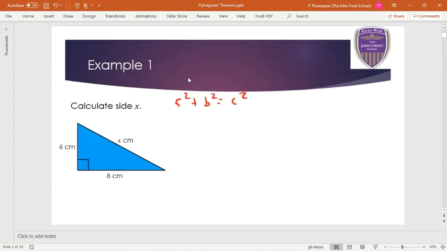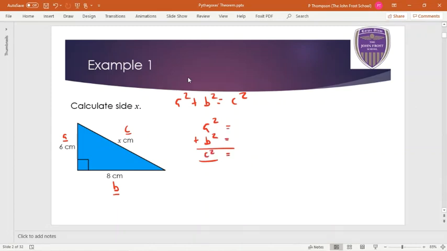So in this example, label the sides first of all. This will be c, the longest side. I always call the base b and this one a, but it doesn't matter. a and b can be in any order you want. So I write the theorem down: a squared add b squared equals c squared.